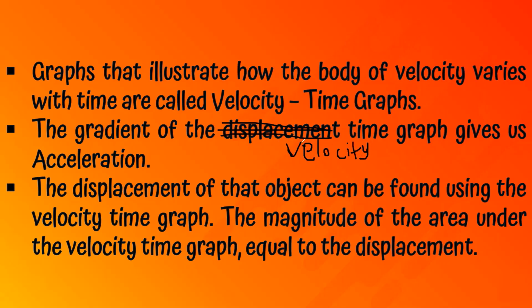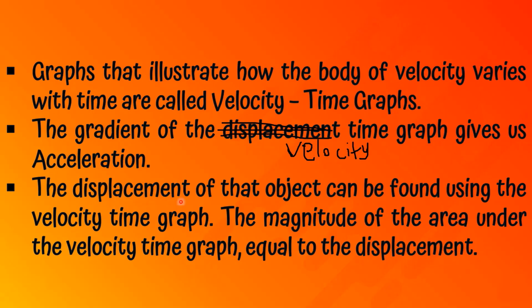So the gradient of the velocity time graph gives us acceleration. The gradient of displacement time graphs gives us velocity. The displacement of that object can be found using the velocity time graph. The magnitude of the area under the velocity time graph is equal to the displacement.